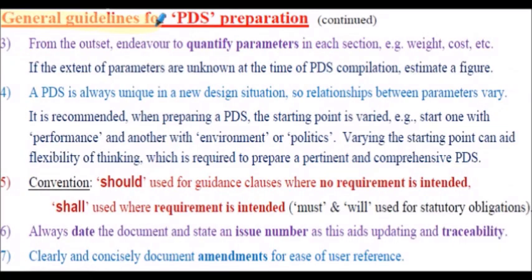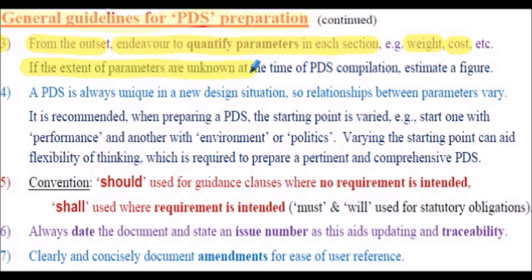Our general guidelines for PDS preparation continued. Item 3. So from the outset of PDS development, endeavour to quantify parameters within each section. Sections of the PDS might relate to weight or to cost, manufacture, ergonomics, aesthetics, performance, etc. And if the extent of parameters are unknown at the time of the PDS compilation, we need to estimate a figure, or if that's not possible, clearly state in the document that the information is to be advised.